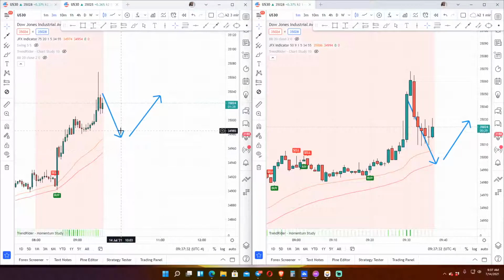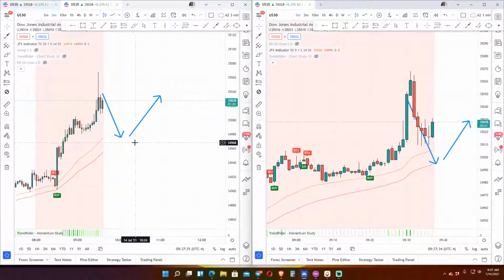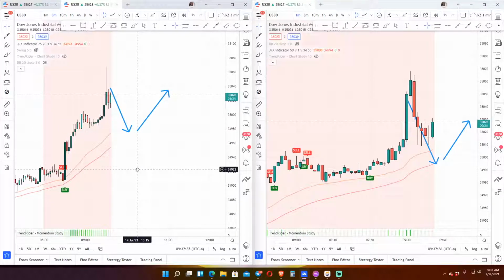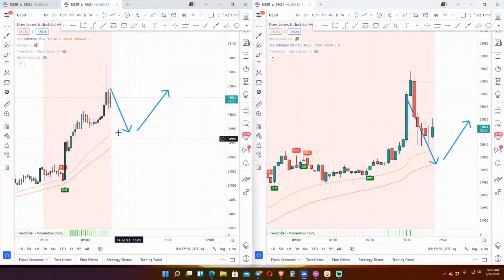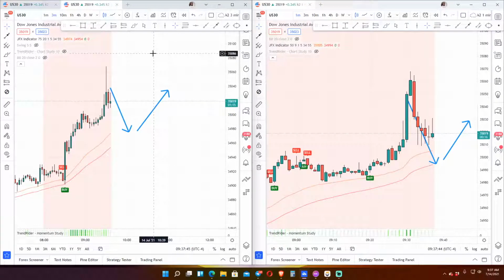Same thing with the 3 minute. Right now we don't have any type of signal just yet. Like I said, we're waiting for everything to come back down with the sell signal, and then eventually give us that buy signal that we need to continue to the upside.